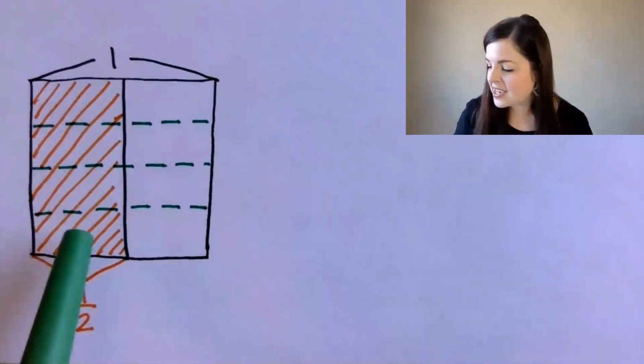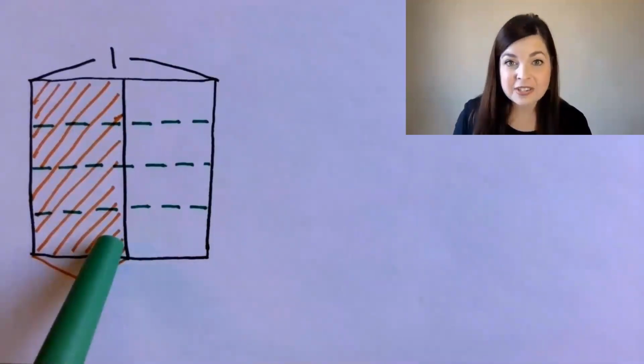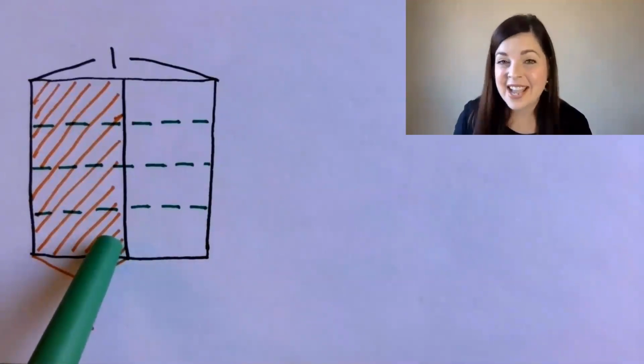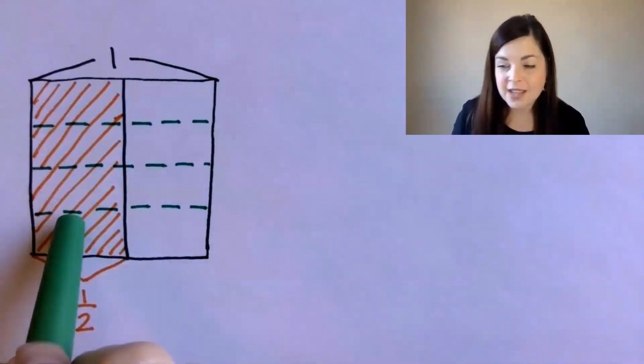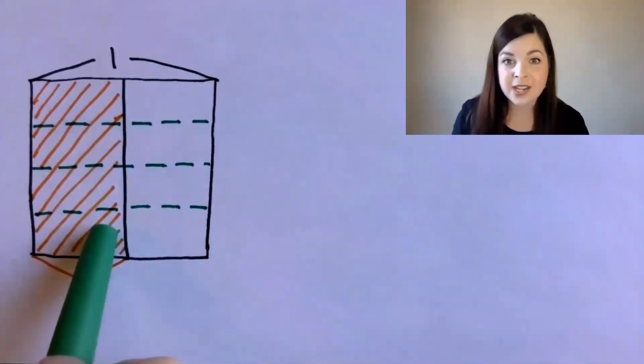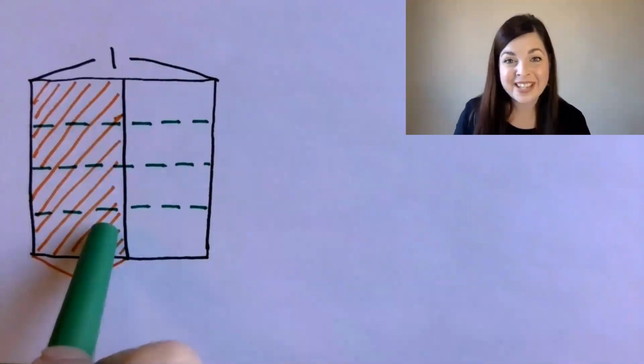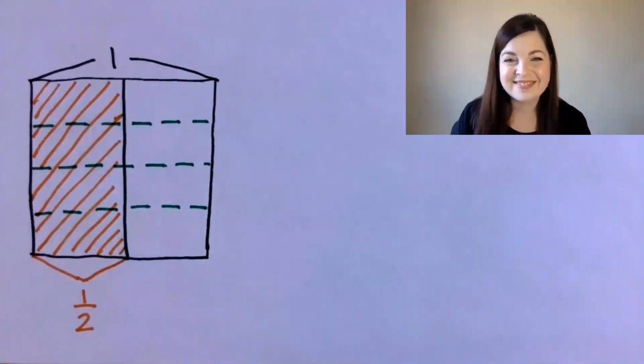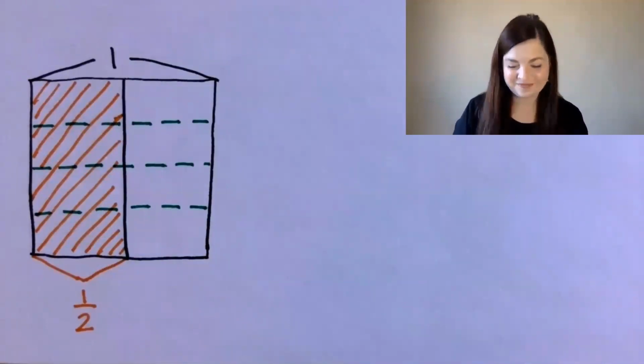Now, has the size of the shaded area changed? No, the size of the shaded area hasn't changed. There are more of the smaller sized units instead of 1 larger sized unit, but the shaded area is the same. So what does that tell us about 1/2 and 4/8? 1/2 and 4/8 are equal.